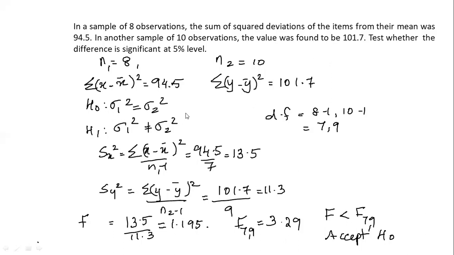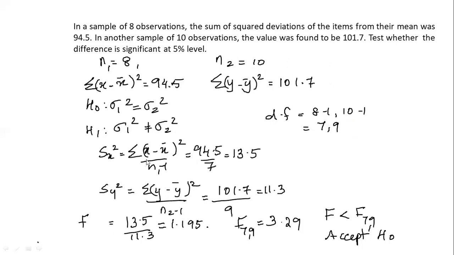H naught, sigma 1 square is equal to sigma 2 square, would be our null hypothesis, and H1, sigma 1 square not equal to sigma 2 square, will be our alternative hypothesis. That is, there is no difference in the variability. So you have the degrees of freedom as 8 minus 1 and 10 minus 1, that is, 7 and 9.